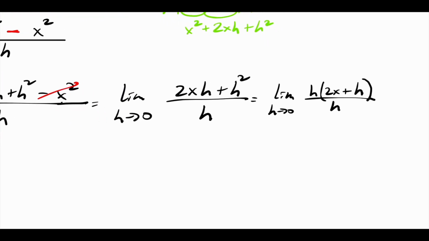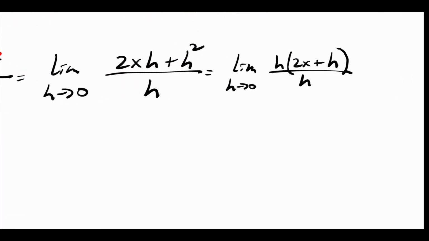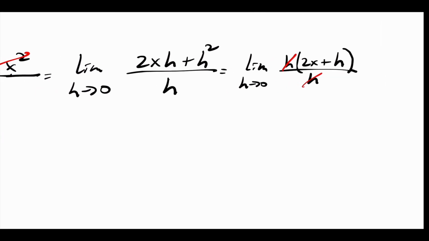So if I take out an h, it's still going to have an h. Right. Okay. Factor out. Now I can cross out that h. Now plug in 0 for h. What do I get? 2x. That is your derivative. The derivative of f of x is 2x.